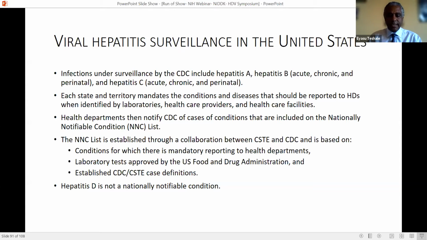The NNC list is established through a collaboration between the Council of State and Territorial Epidemiologists, the CSTE, and CDC, and is based on conditions for which there is mandatory reporting to health departments, laboratory tests approved by the US FDA, and established CDC and CSTE case definitions. Hepatitis D is not a nationally notifiable condition. Next slide, please.